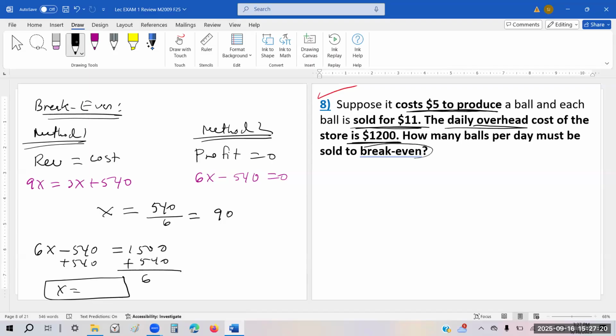So here you're working with break even. That means you need which two functions? Revenue and cost. So what is your revenue function in this scenario, Pedro? 11x. And cost? 5x plus 1,200. And now you know how to solve for x, right? You subtract 5x and divide by whatever you have. So the hardest part is figuring out your setting. Once you know your setting, you know what to do.